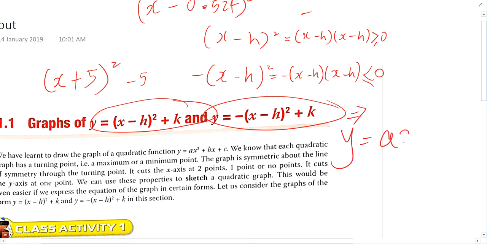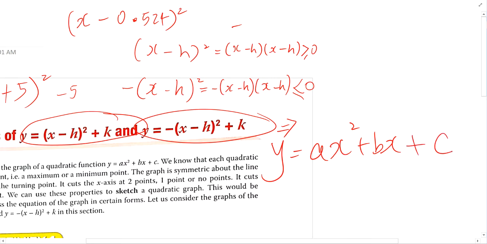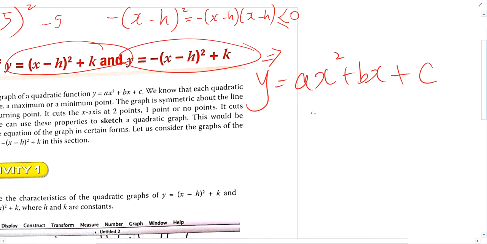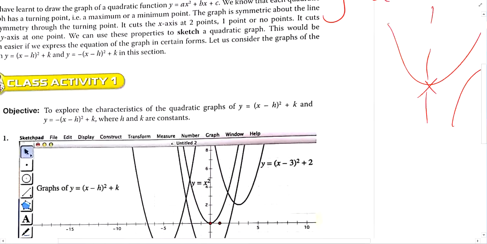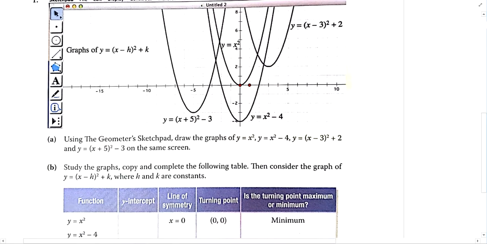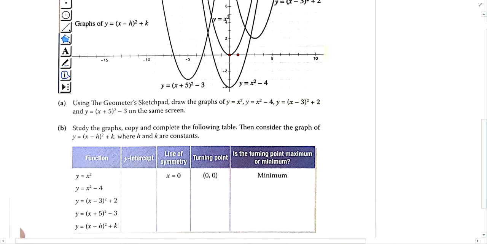y equals ax squared plus bx plus c. The a, b, and c values can be positive, can be negative. I don't know. But we do know that we will get a parabola either opening upwards or opening downwards. And we know that they must be symmetrical. We know that there are turning points, and so on and so forth. So now, we look at our textbook.